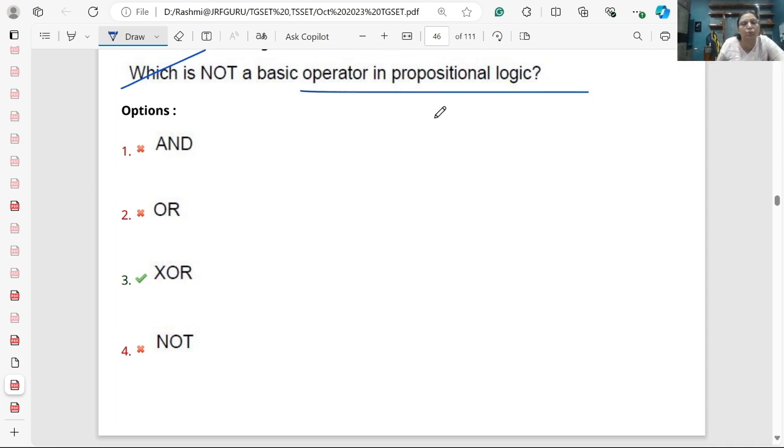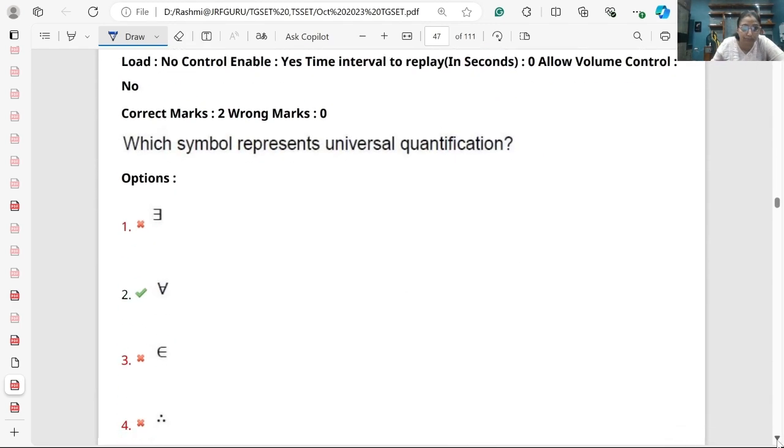Which is not a basic operator in propositional logic? We use the AND operator, we use the OR operator, we use the NOT operator, but we do not have XOR as a basic operator. So the answer will be XOR.